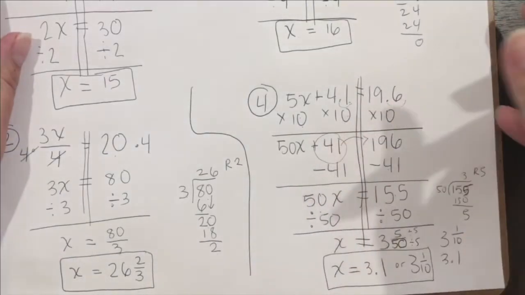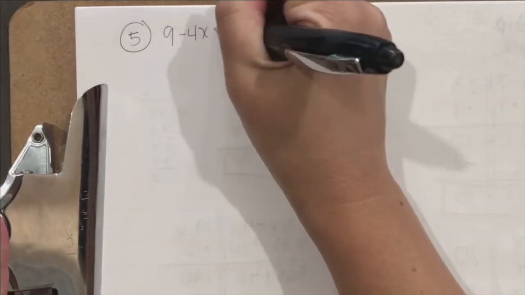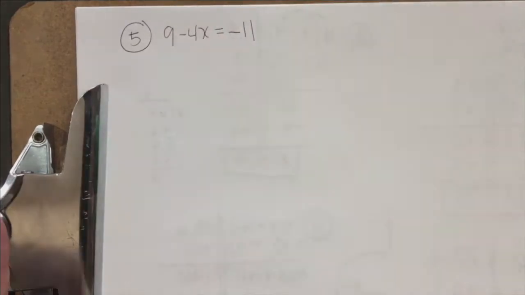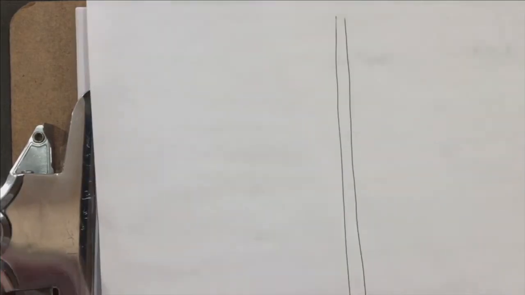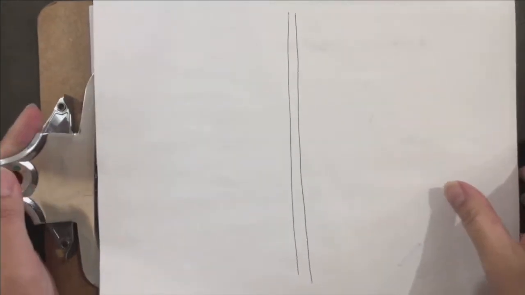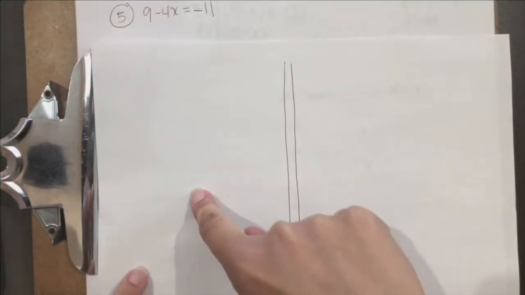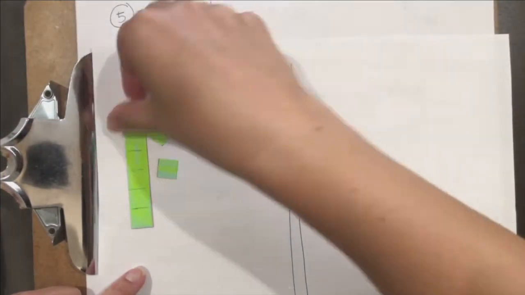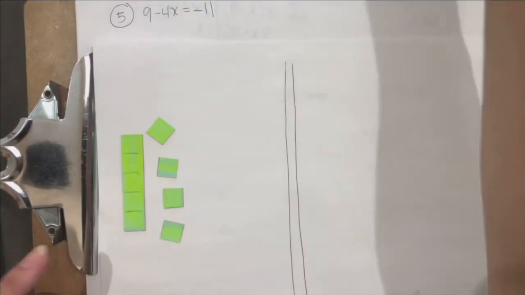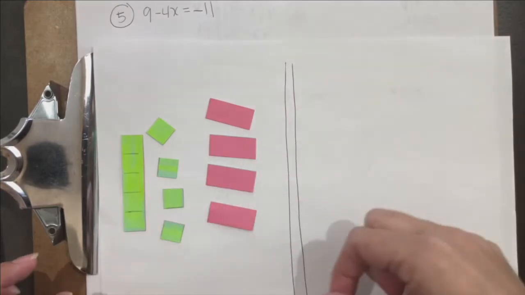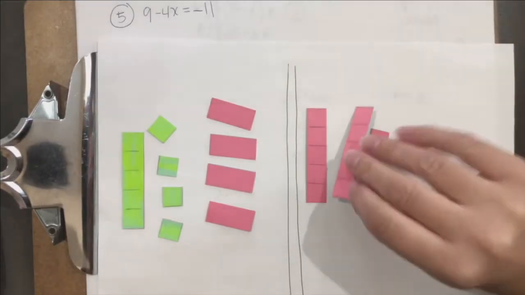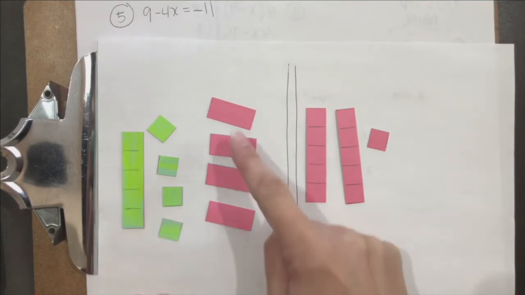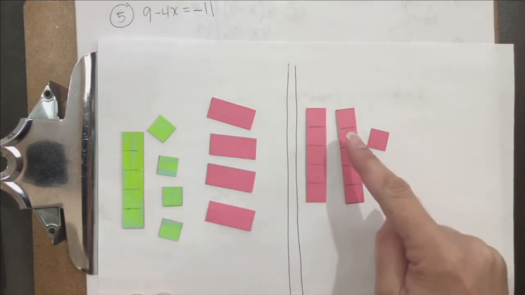All right, let's do number 5. 9 minus 4x equals negative 11. Fabulous. I can do this on the equation mat. Let's do it. So I have 9 ones minus 4 x's equals negative 11. All right, 9 ones minus 4 x's equals negative 11.